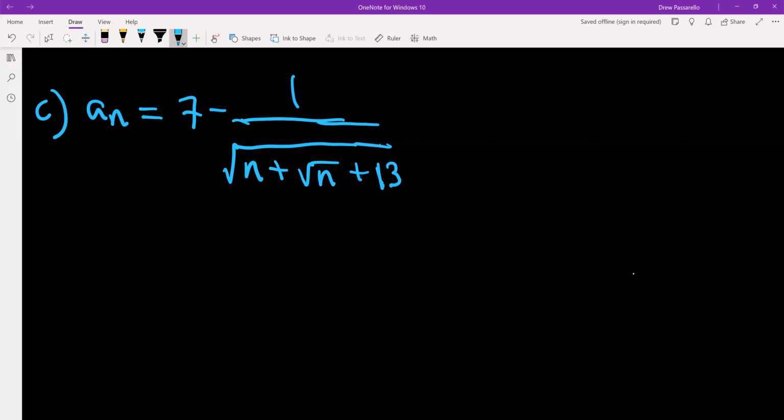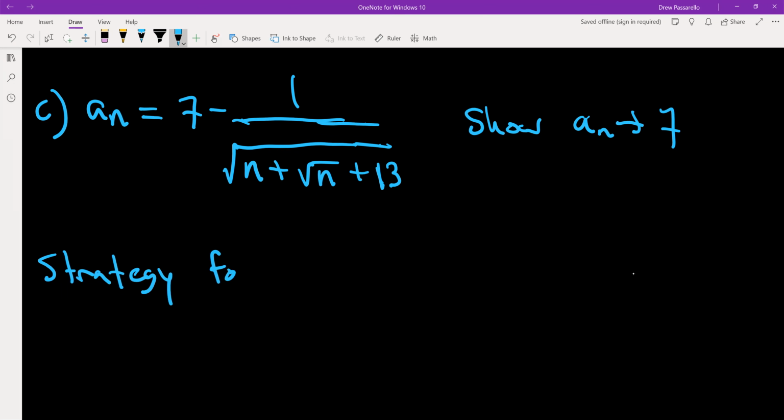So part C has the sequence for the nth term given by 7 minus 1 divided by the square root. And in that square root, you have n plus another square root of n, and then plus 13. And we need to show that this converges to 7. And again, we're going to first find the necessary index capital N. So strategy for finding capital N.